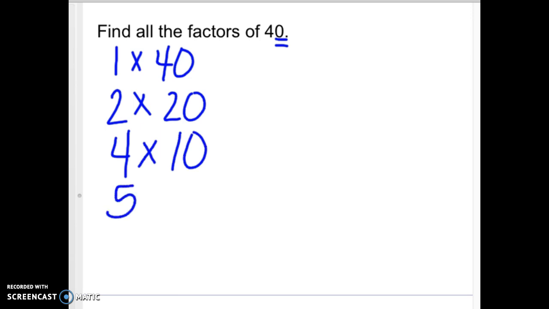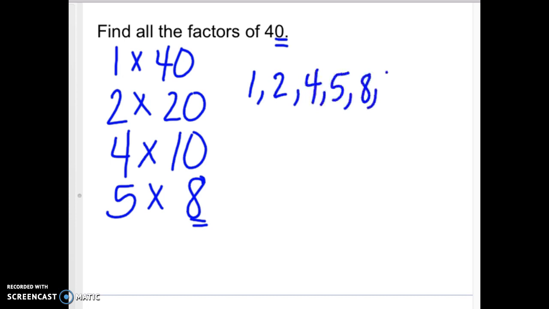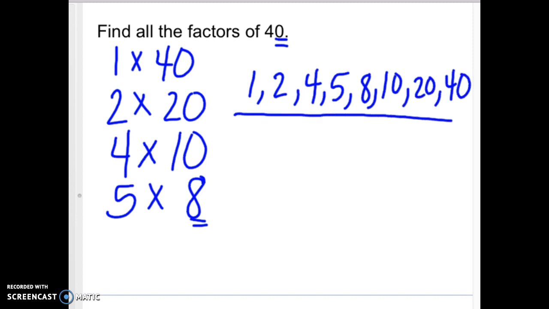And it's also a multiple of 5. 5 times 8 is 40. 40 is not a multiple of 6. It is not a multiple of 7. And since I'm at 8, which I already have, I know that I've found all of my factor pairs. So I'm going to write them in order from smallest to largest. And notice I put commas in between each factor. So these are all the factors of 40.